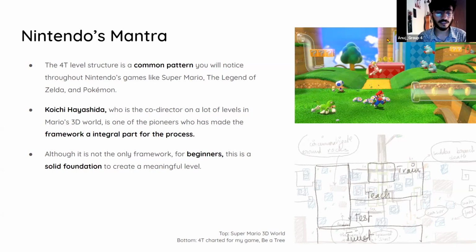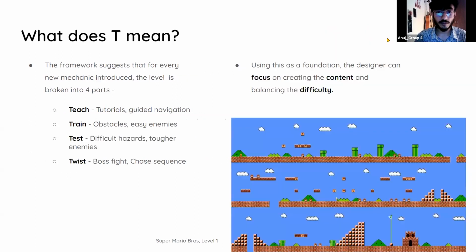And this is a person named Koichi Hayashida. He was a Nintendo pioneer who really took this structure and put it into the process. Although this is not the only way you can make a level, this is a very solid foundation for beginners, right? You can just map it out and you can really think about the other stuff, right? So what does the T stand for?